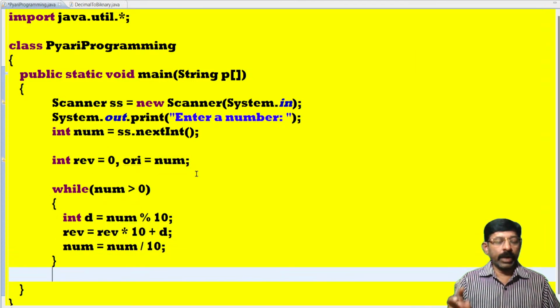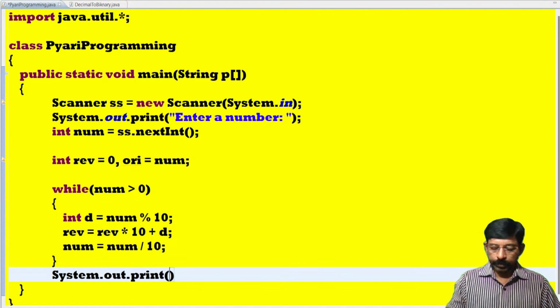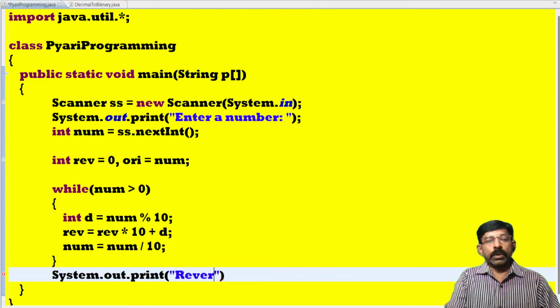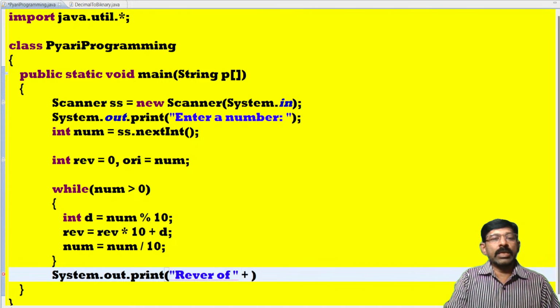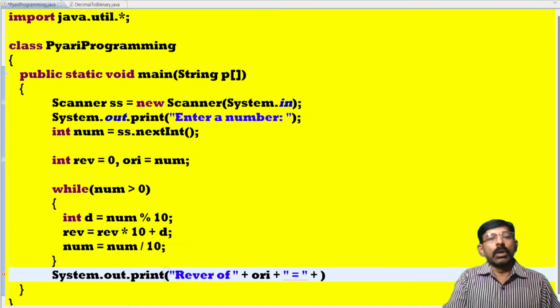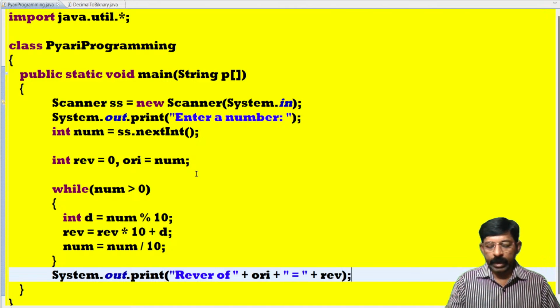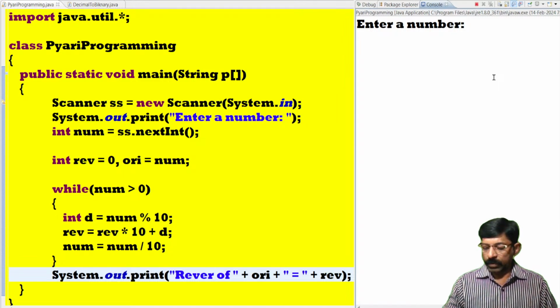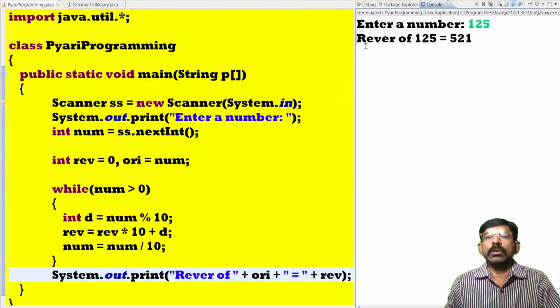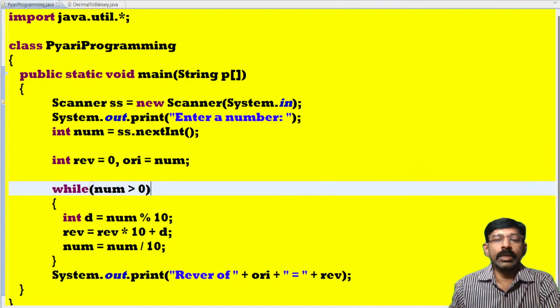Now let's see whether we are getting the reverse or not. System.out.print reverse of original number is ori, and then within quotes equals to the number, reverse number is rev. So let's check whether we are getting it or not. Suppose I have given 125, reverse of 125 is 521. So here we got the desired output.